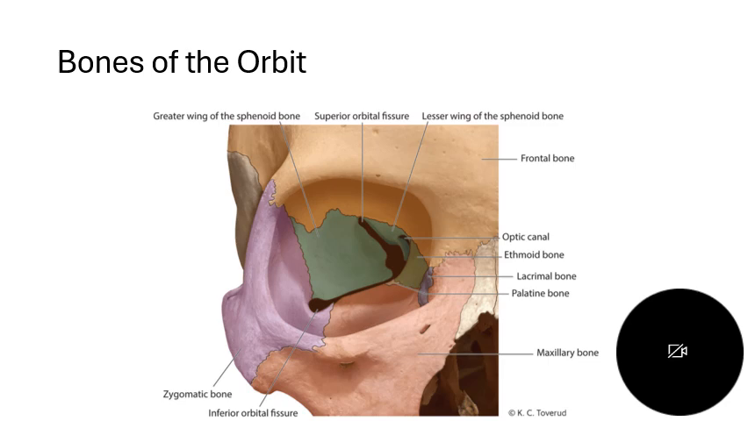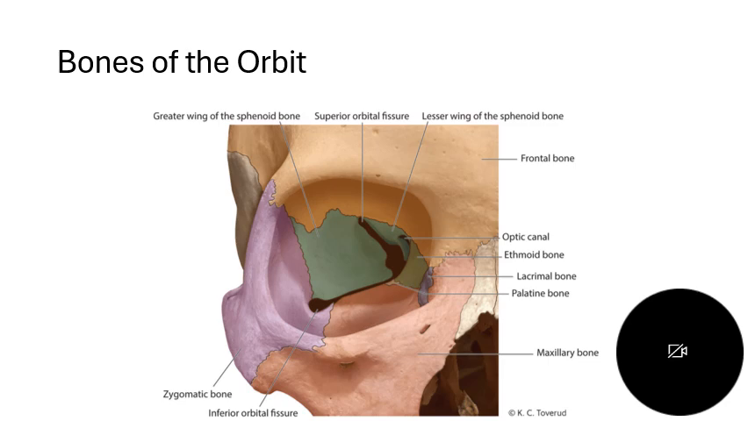Next, let's talk about the floor. The floor of the orbit is made of the maxillary bone and also the tiny palatine bone. The maxillary bone not only protects the bottom of the eye, but also comprises the front of the cheek and protects our maxillary sinus. This is frequently injured when people have blunt trauma.